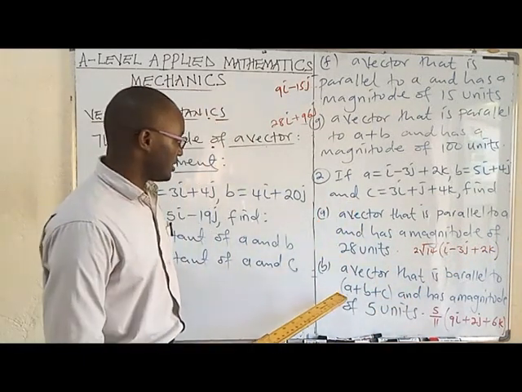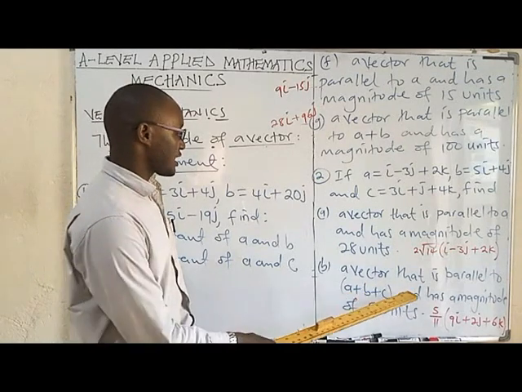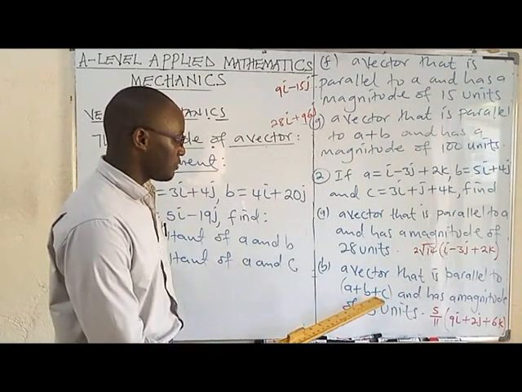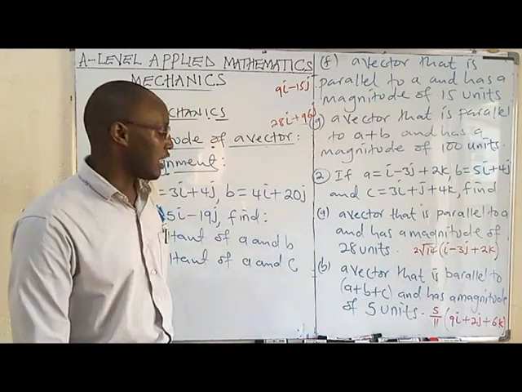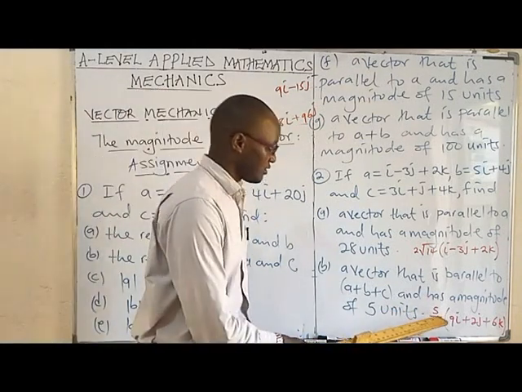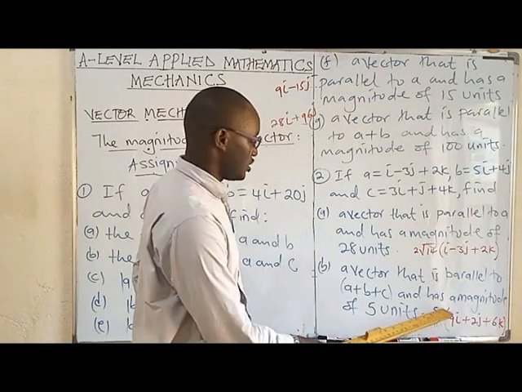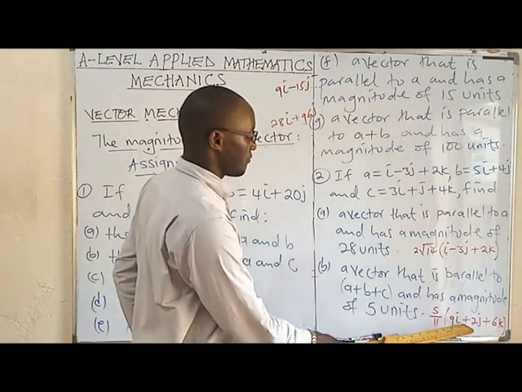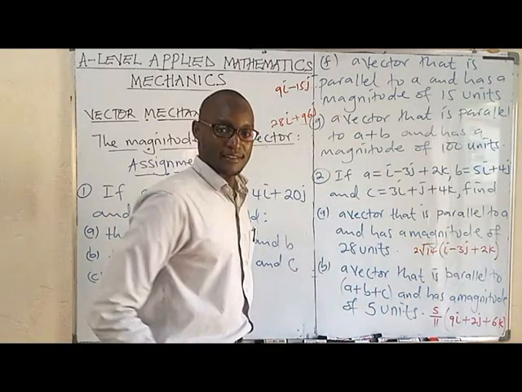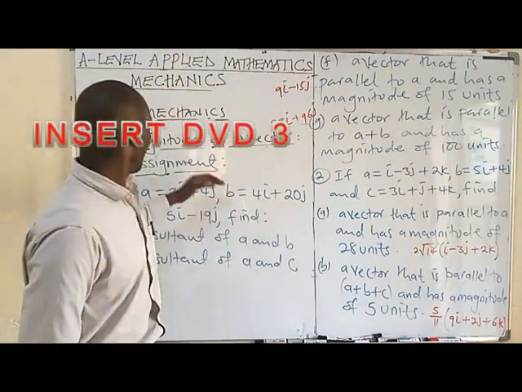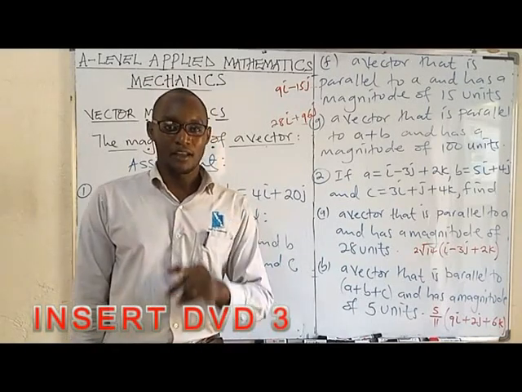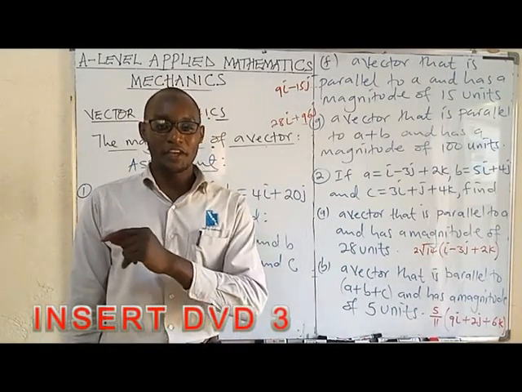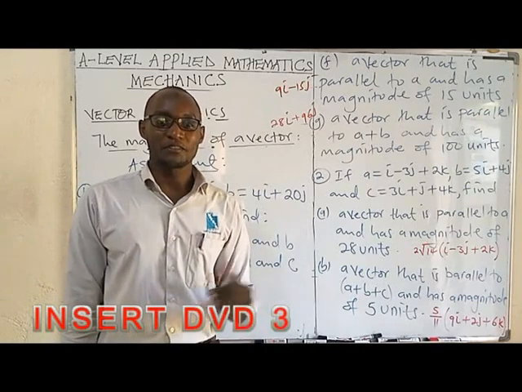Then part B, find a vector that is parallel to A plus B plus C and has a magnitude of 5 units. I've quoted the answer: 5 over 11 into 9i plus 2j plus 6k. That is all about the magnitude of a vector. Immediately after a break, we are introducing another concept other than the magnitude.